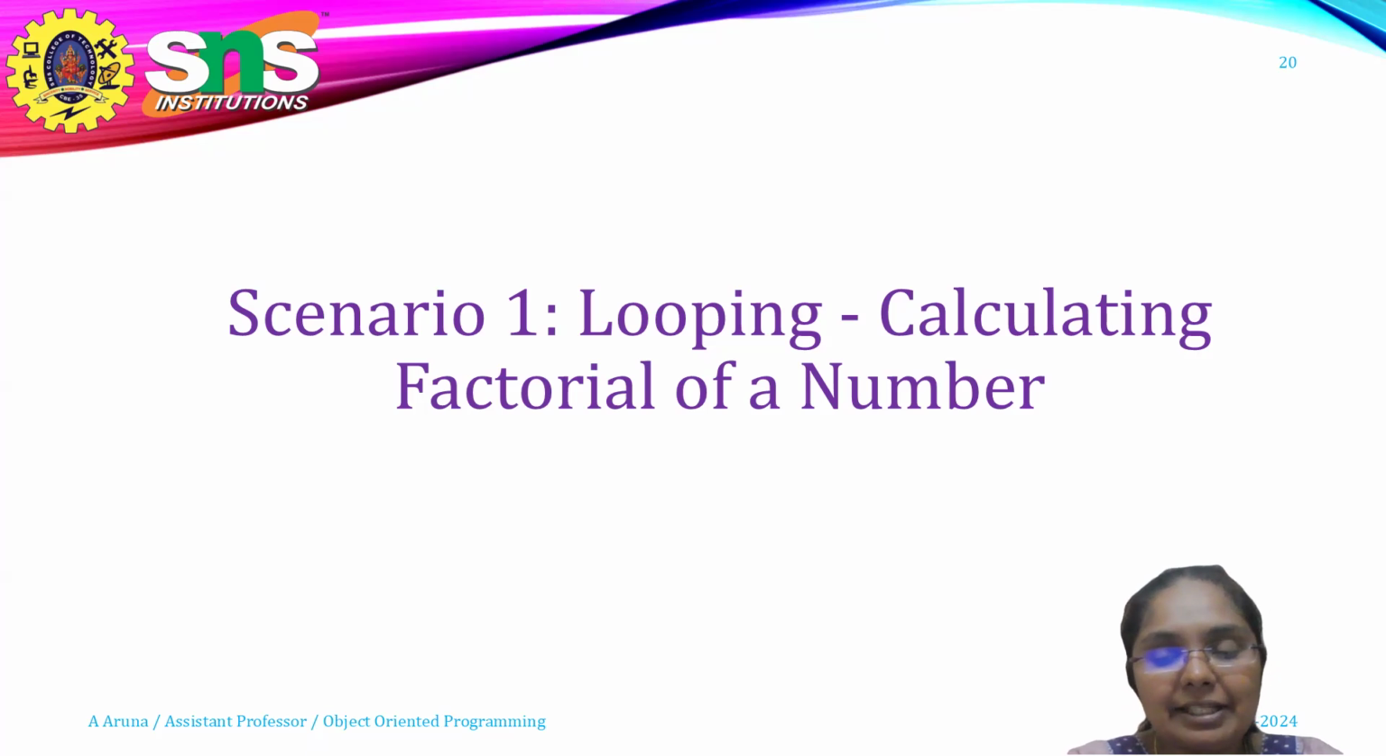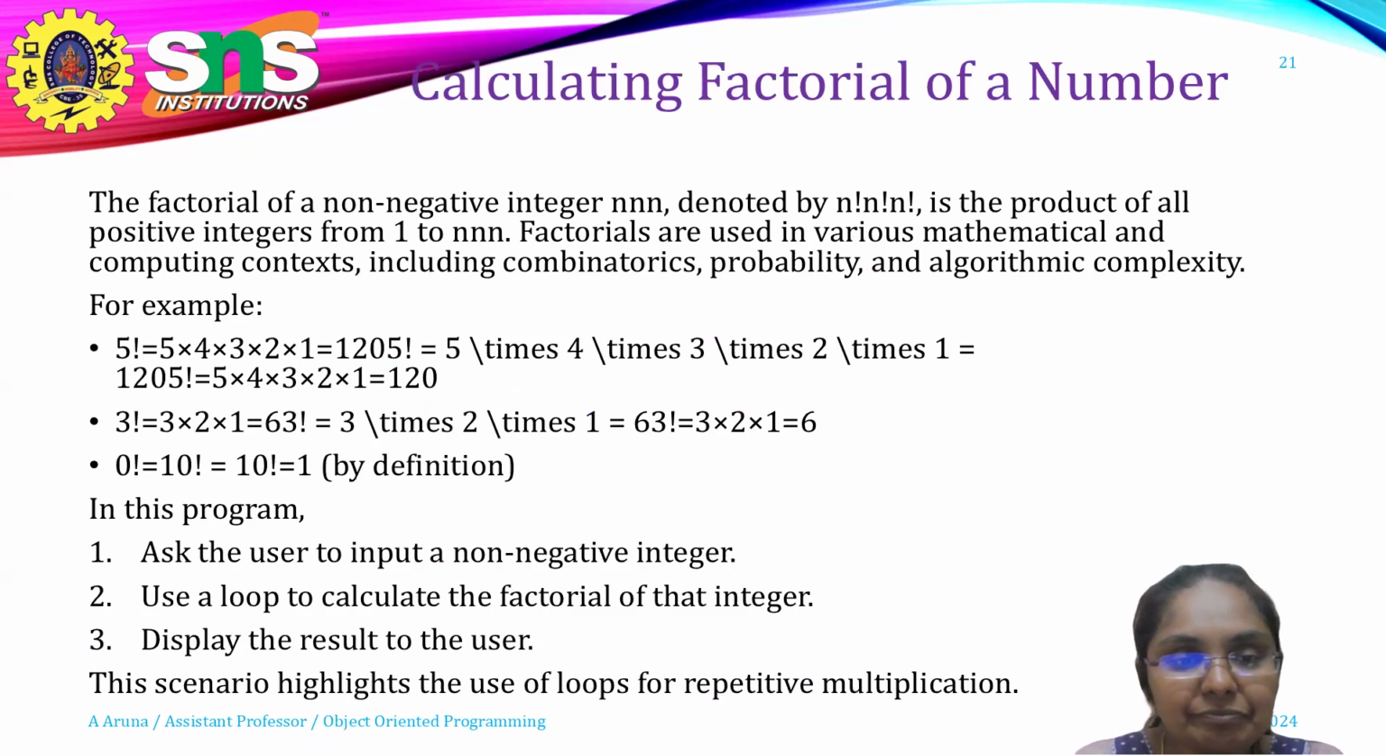Here I'm going to consider one example, that is the factorial of a number. What do we mean by factorial of a number? It is defined for a non-negative integer, and it can be denoted by n factorial. It is the product of all positive numbers from 1 to n. So that is the range we have mentioned. It is used in various mathematical and computational contexts, including combinatorics, probability, algorithm complexity and so on. So the concept is very important.